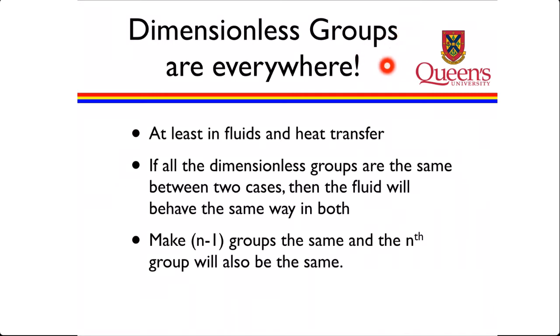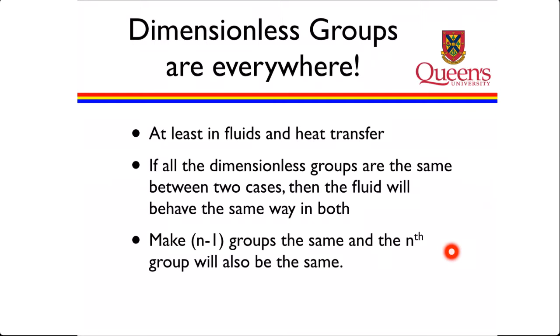Dimensionless groups show up everywhere, particularly in fluids and heat transfer. These are the things that allow us to make sense of the huge collection of results that we've got and compare two situations that are similar but not identical to see if the flows are behaving the same way. If you've got a collection of important dimensionless groups, say n of them, some number like 5, if you made 4 of them all the same, then the 5th one would turn out to have the same value as well.